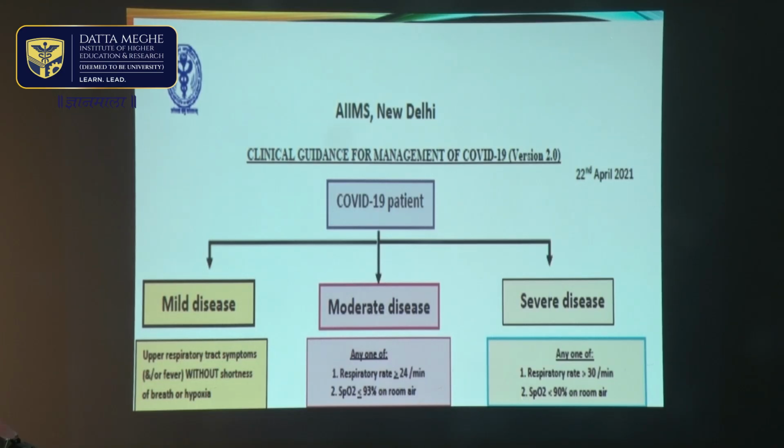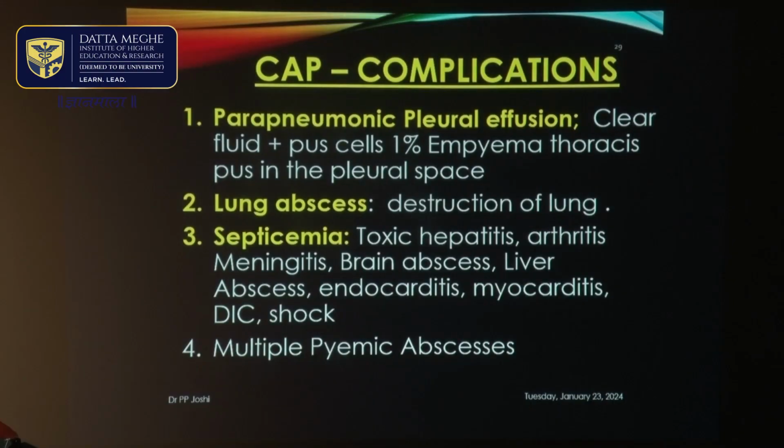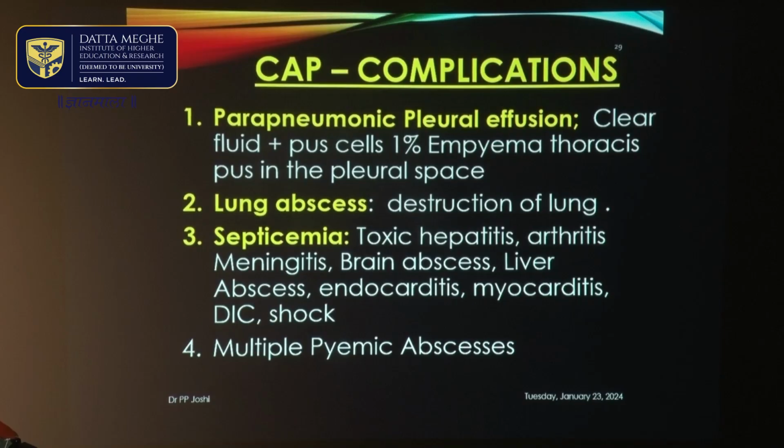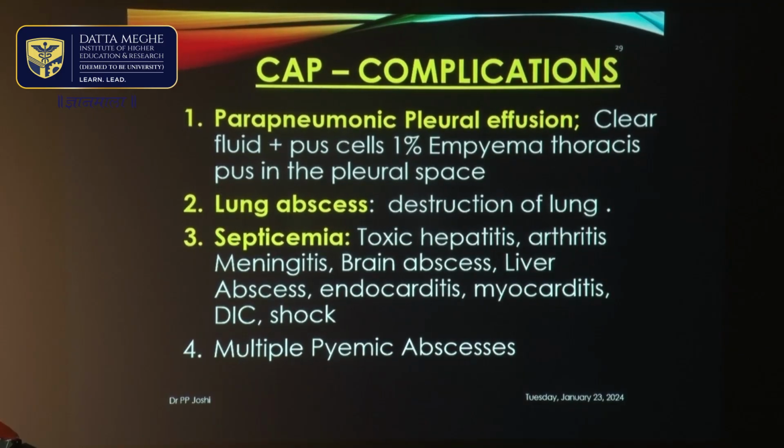SpO2 is less than 90% on room air. This is how we can classify viral pneumonias, COVID pneumonias. Now, pneumonia is more prone to developing complications, and one of the most common complications which can occur is parapneumonic pleural effusions. That means at the site, which could be synpneumonic or metapneumonic.